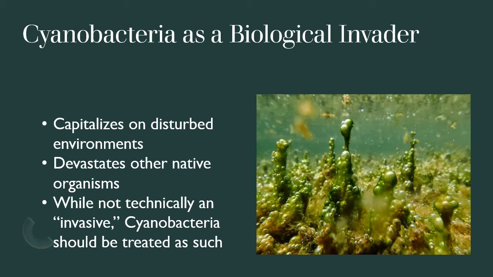Another defining characteristic of a biological invader that this cyanobacteria is going to have is that it's going to devastate the other native organisms, from fish kills to stopping all photosynthesis from occurring in the water, effectively killing the other natural fauna there. And even though this cyanobacteria is not technically an invasive because it's also native to the area, we need a way to combat the severe outbreaks. And classifying this algae as a biological invader could lead to new studies on effective ways to treat lakes with harmful outbreaks.